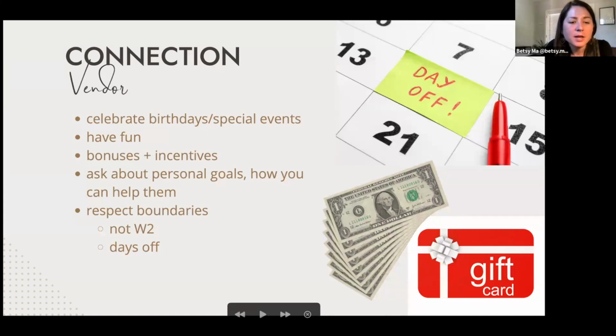But some things can be sort of like a secret sauce on the back end once you have your team: celebrating the birthdays, the special events, the things that they have going on in their lives. You can do that by giving them a day off, giving them a gift card, or sending them a special bonus. For example, one of my vendors has kids in sports, so I said, if there's any way I can support your kids, let me know.